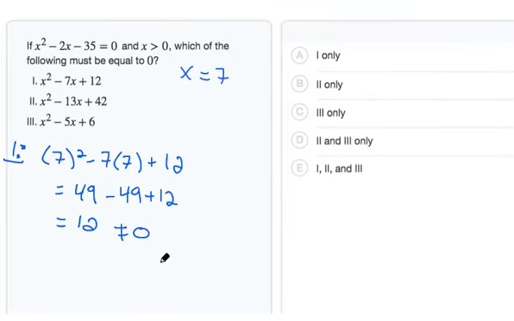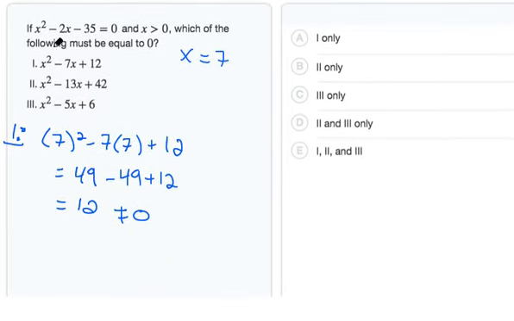So we can conclude that it's not necessarily 0. It's not going to equal 0. So it's definitely not going to be an answer choice. We can eliminate the case where statement 1 is true. So any answer choice that has statement 1, we can eliminate. That would be answer choice A and answer choice E.